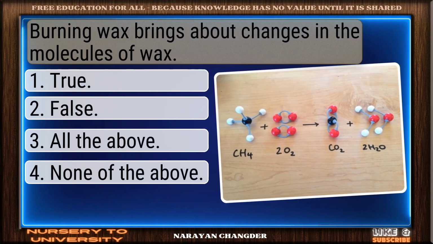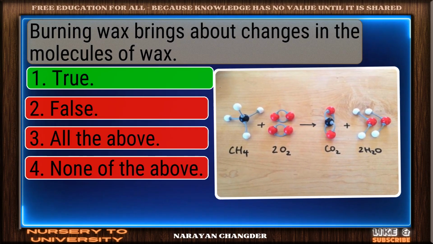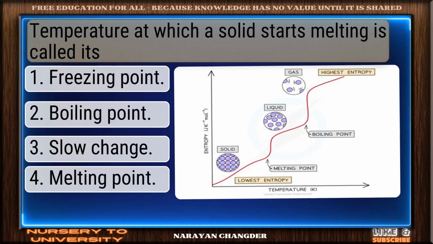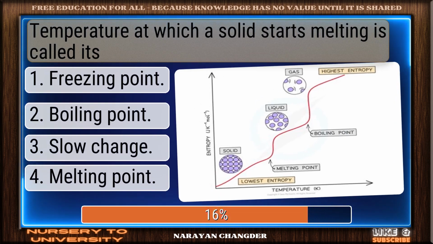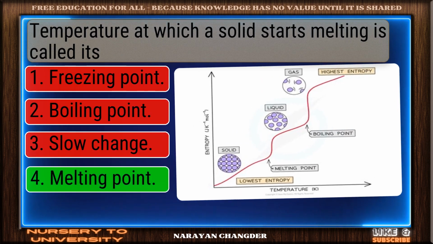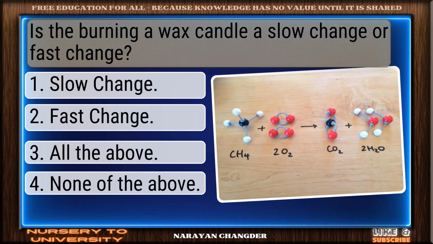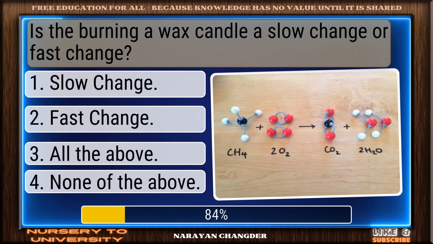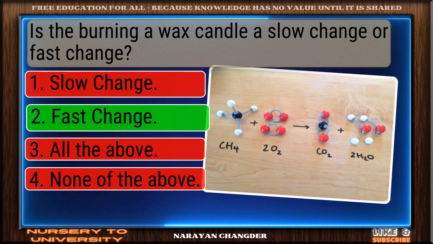Burning wax brings about changes in the molecules of wax. Sharp thinking. True is the right choice. Temperature at which a solid starts melting is called its. Right choice. Melting point is the best answer. Is the burning of a wax candle a slow change or fast change? Well reasoned. Fast change is the correct choice.